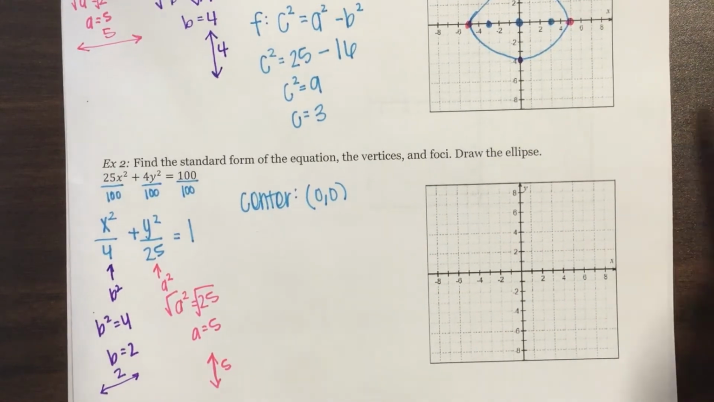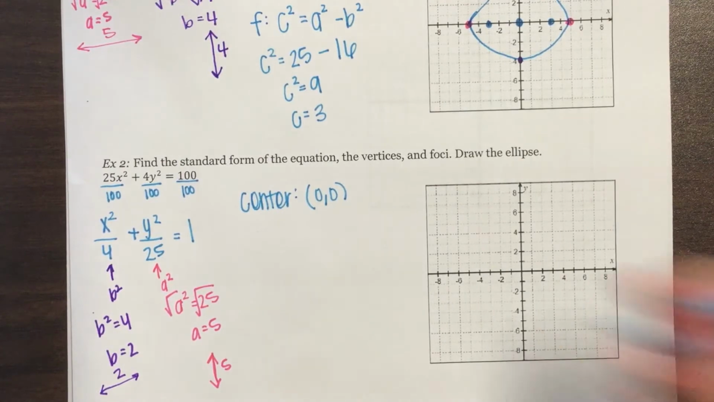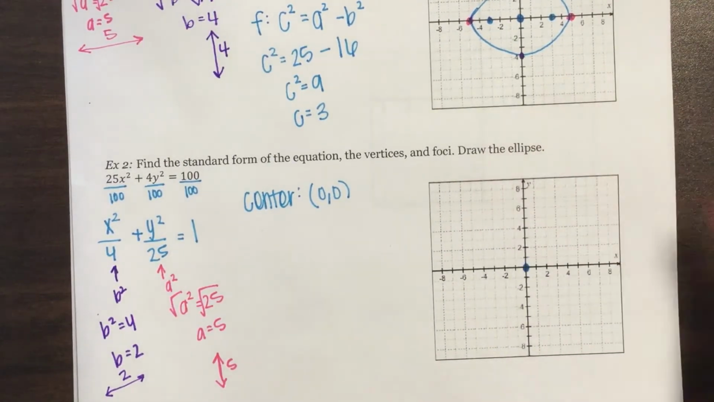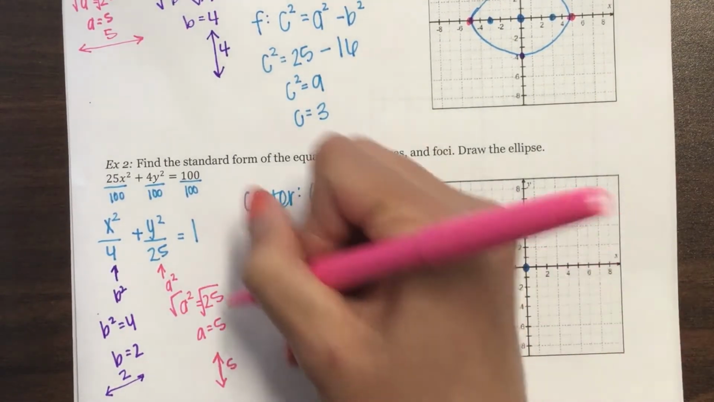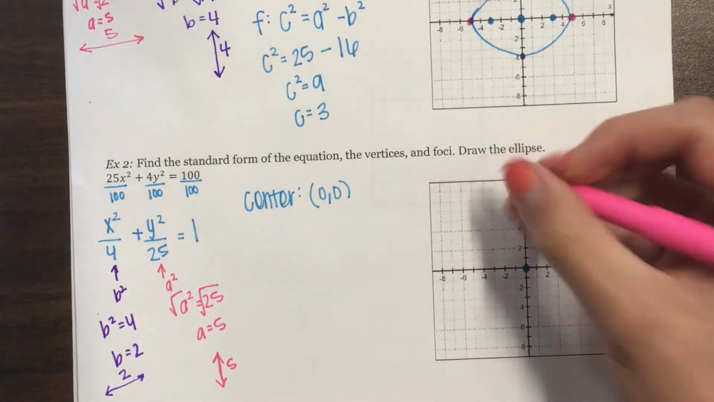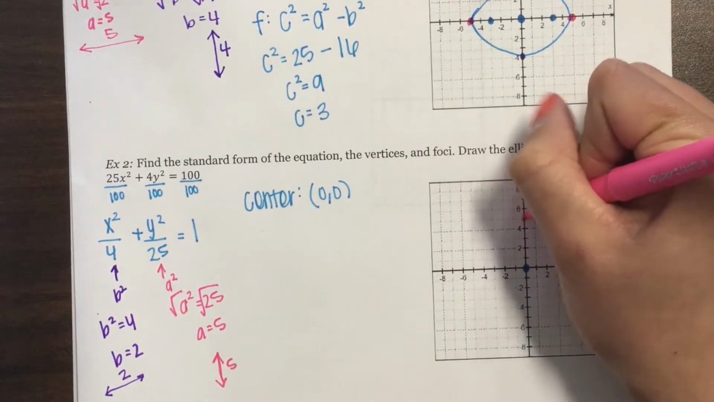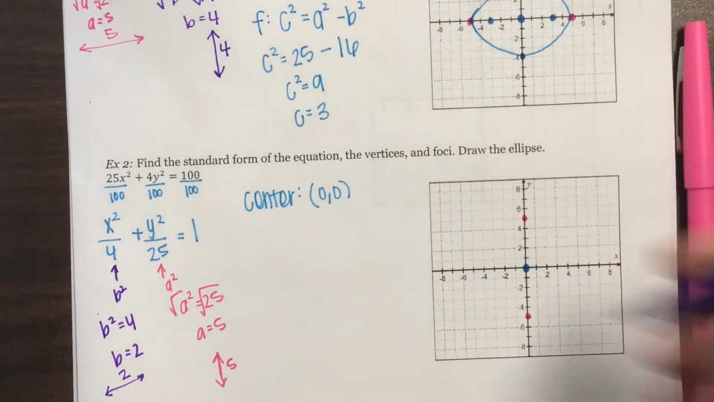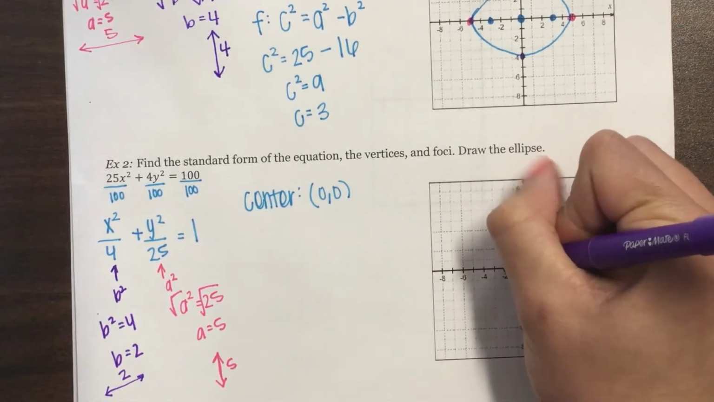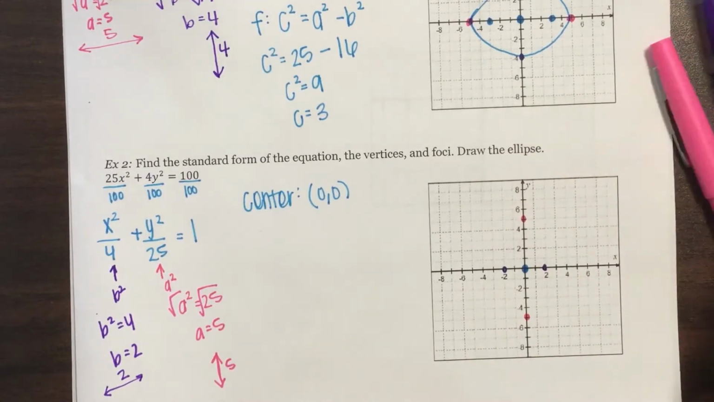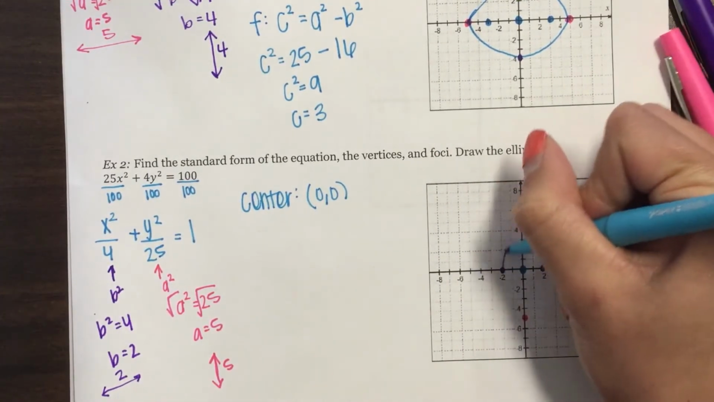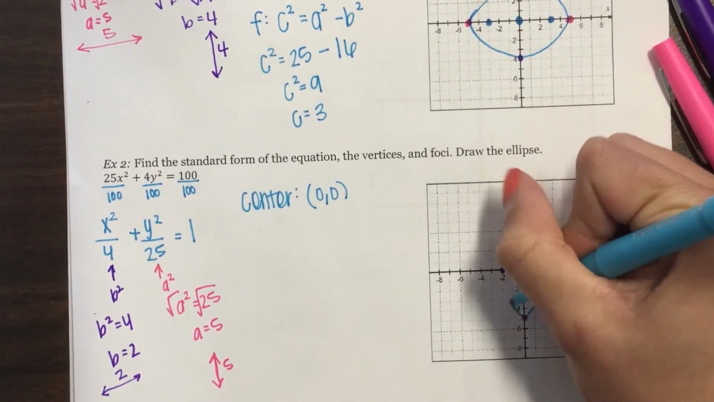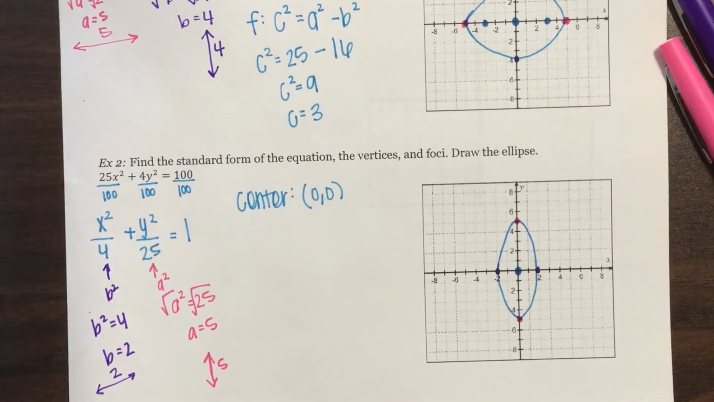Okay, and then let's just graph this part. Once I find those, I usually graph them. So I'm going to graph my center. I'm going to graph my A first. So I'm going to go up and down 5. So I'm going to go 1, 2, 3, 4, 5. 1, 2, 3, 4, 5. Also going to go left and right 2. 1, 2, 1, 2. And then there's that. Last thing I have to do is find my foci.